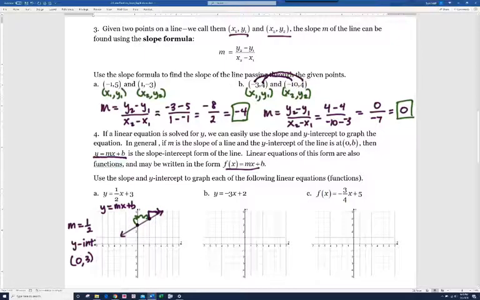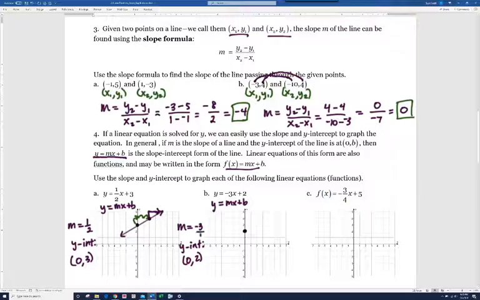All right, so let's see. On B, again, I'll start the same way, and I need to identify the slope. It's -3, and the y-intercept is going to be (0, 2). Actually, let's go ahead and plot the point (0, 2). But notice for slope, I need a rise and a run, but I don't have a run. I don't have a denominator here.